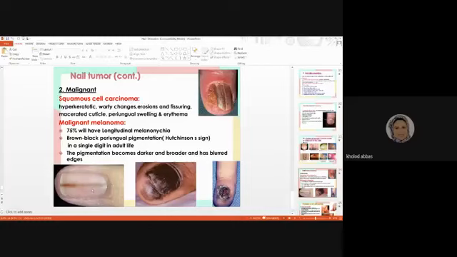Usually in longitudinal melanonychia, the pigmentation becomes darker and broader at the free edges. Okay. As we mentioned before, Hutchinson sign means brown, black, periungual pigmentation. Usually melanoma occurs in a single digit.